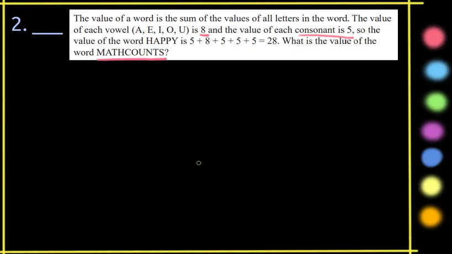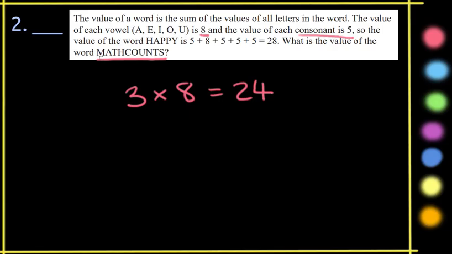Well, we need to count up the number of vowels and the number of consonants. So we've got an A, an O, and a U. That makes 3 vowels, if my count is right. That's 3 times 8 points, just for the vowels, that'll give you 24. And then we got to count up the consonants. I guess that's everything else.